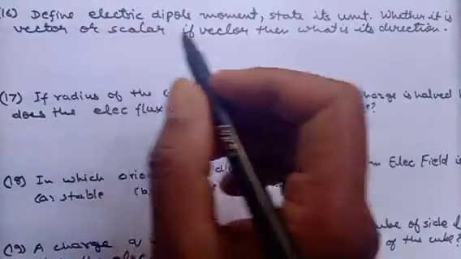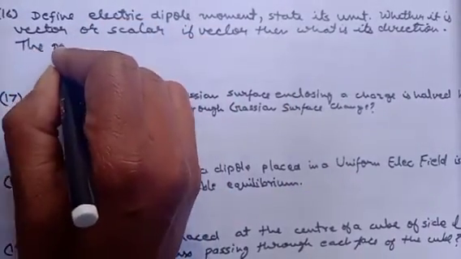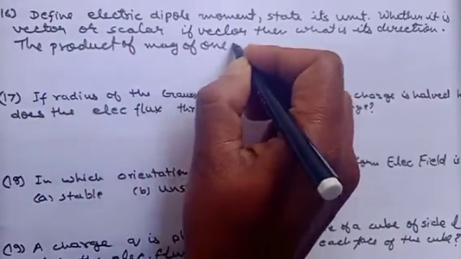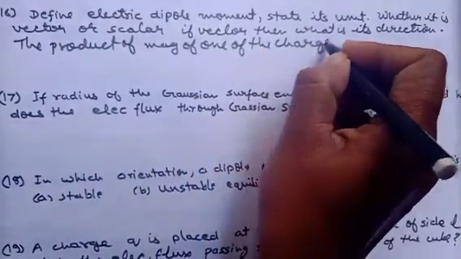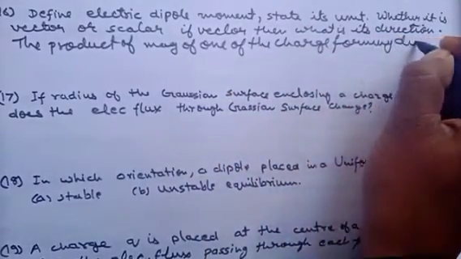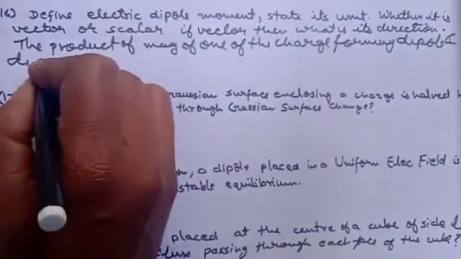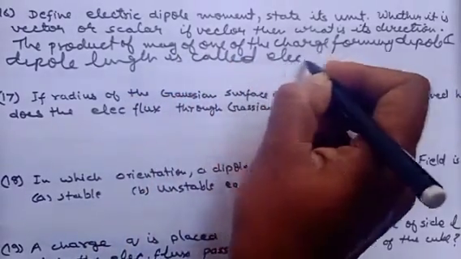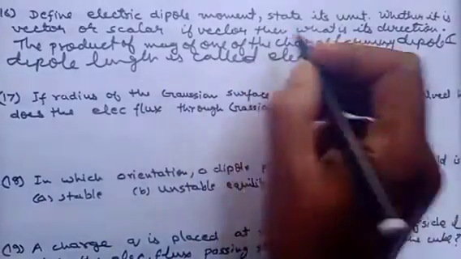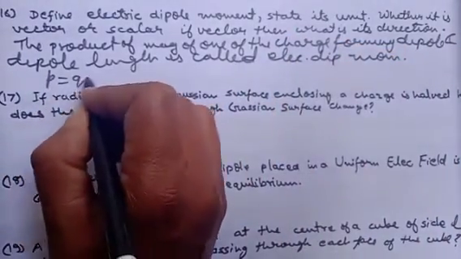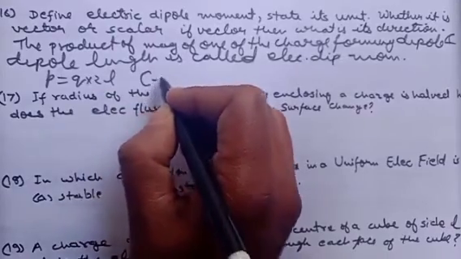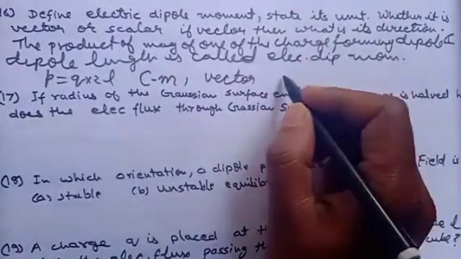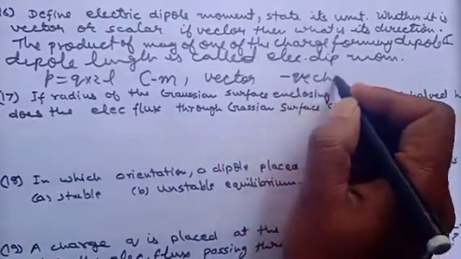Okay, very long question. Define electric dipole moment. So the product of the magnitude of one of the charges forming the dipole and the dipole length is called electric dipole moment. Its formula is P equals Q into 2L. So its SI unit is coulomb meter. Whether it is vector or scalar, it is a vector. And its direction is from negative charge to positive charge.